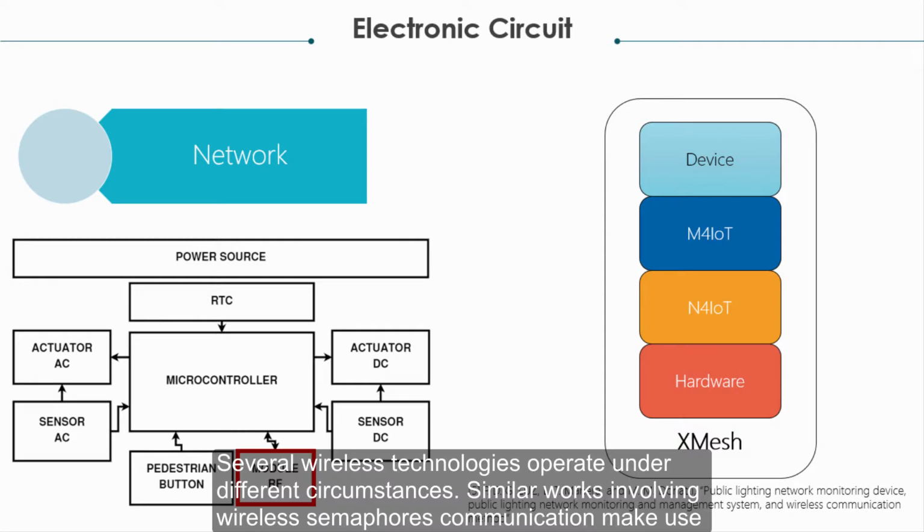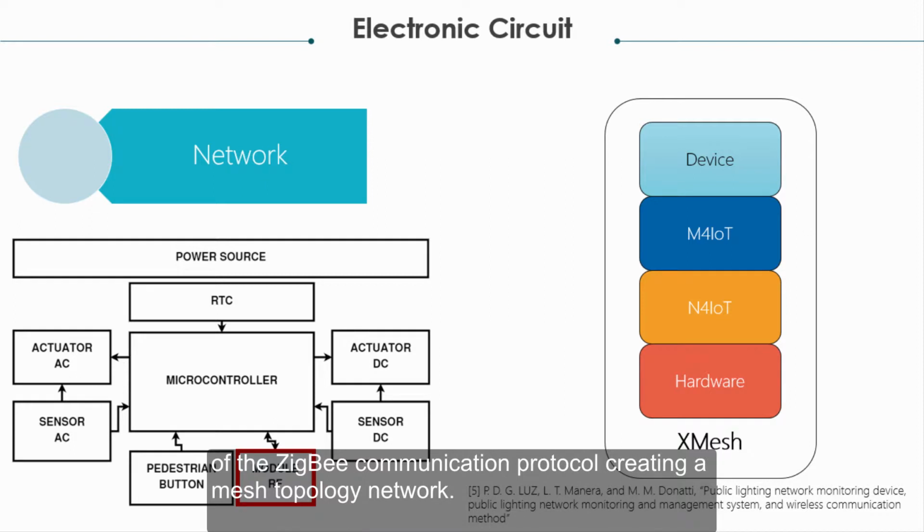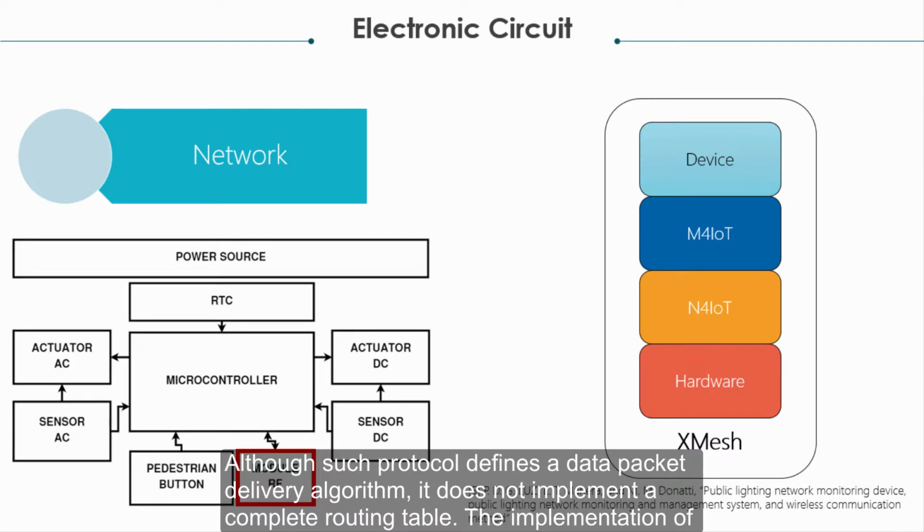Network. Several wireless technologies operate under different circumstances. Similar work involving wireless semaphore communication makes use of the Zigbee communication protocol, creating a mesh topology network. Although such a protocol defines a data package delivery algorithm, it does not implement a complete routing table.